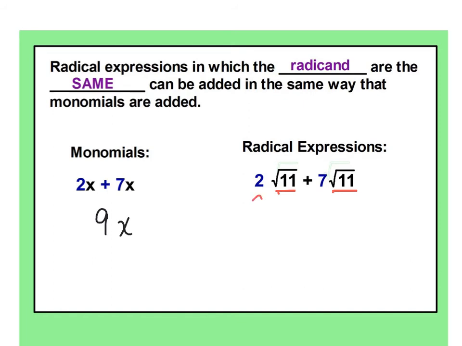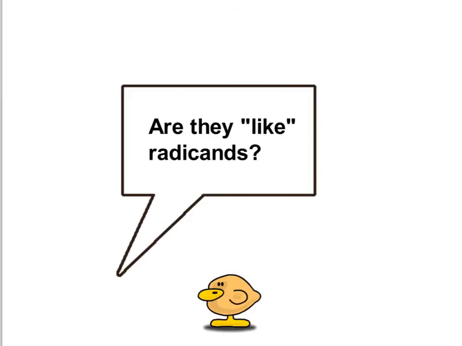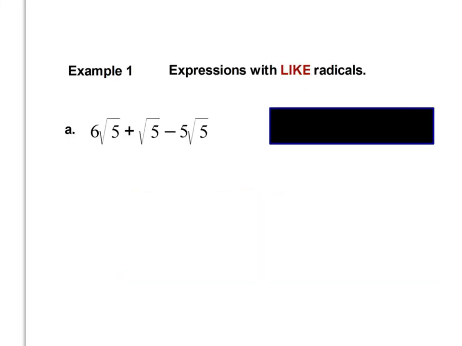If those are identical, then you do the same thing. You add the numbers out front. So 2 plus 7 gives me 9, and I do not change the radicand. It's still the square root of 11. So when you start adding or even subtracting square roots, you do have to look at the radicands and decide, are they alike? If they're not alike, you cannot combine them by adding or subtracting. So I'm going to let you give this one a try on your own, and let's see what you come up with for your answer.